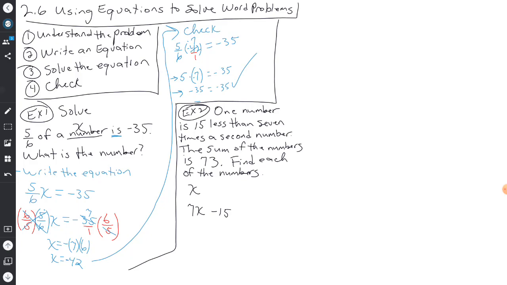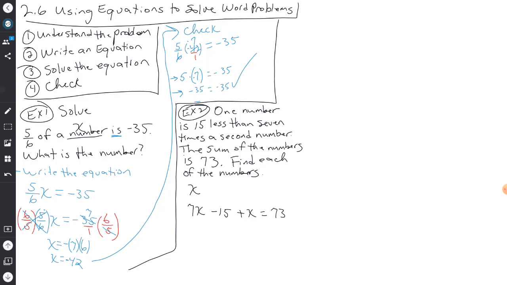So 15 less than 7 times a second number. This is the second number right here. This is the first number. But we have to find out, given that the sum of the numbers is 73. So that means that we're going to take this and do plus x for that first number is equal to 73.